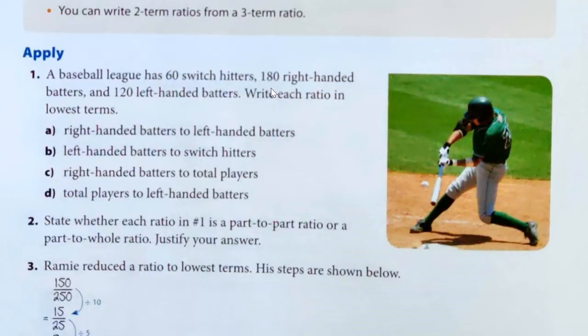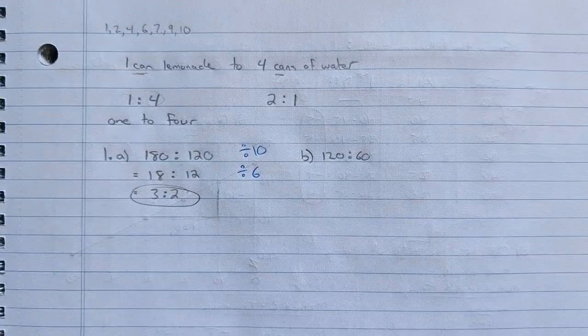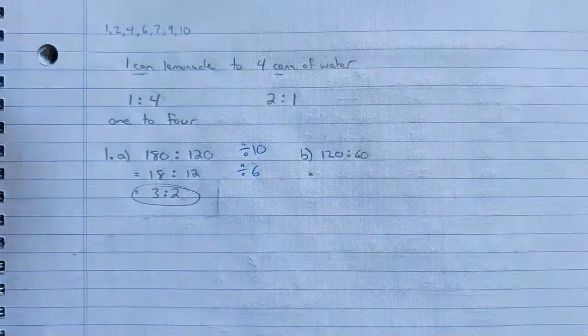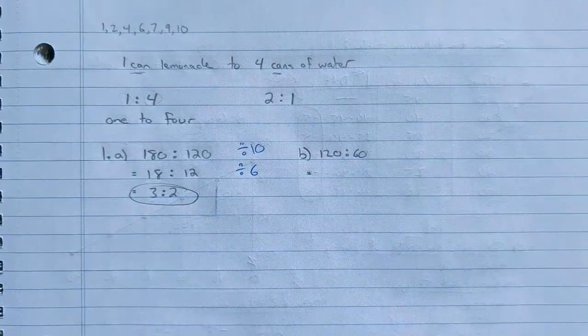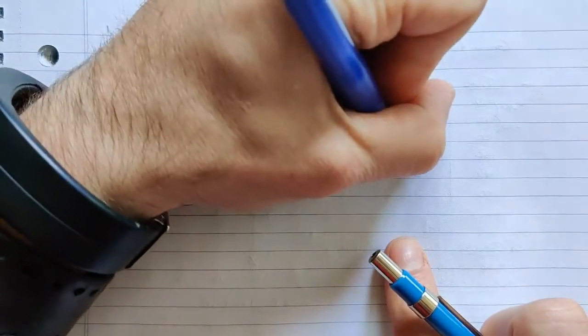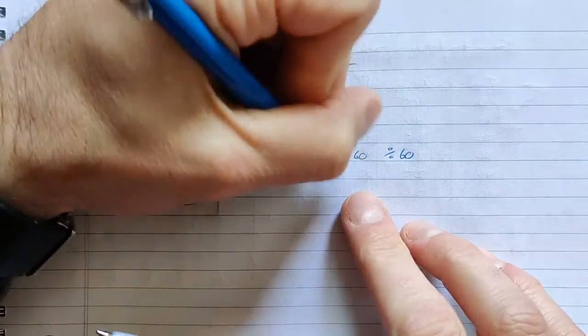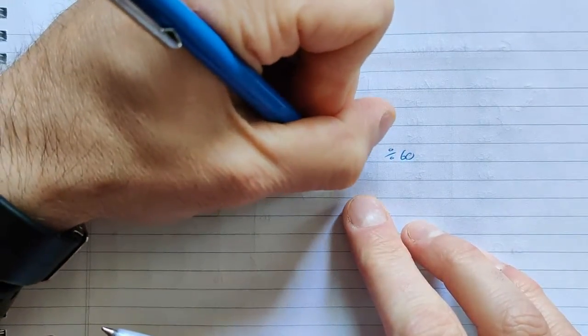And so that's where our 120 to 60 is there. And then if I simplify that, well, 60 goes into both of these numbers actually. So I'm going to divide both of these by 60, and I'm going to get myself 2 to 1.